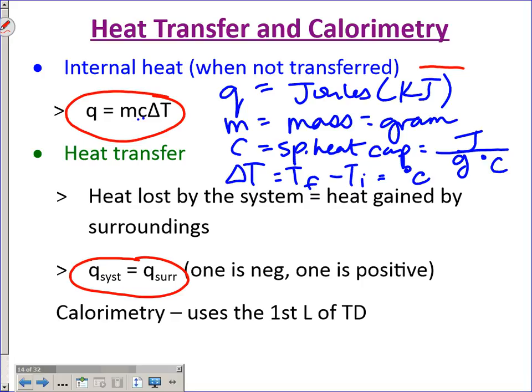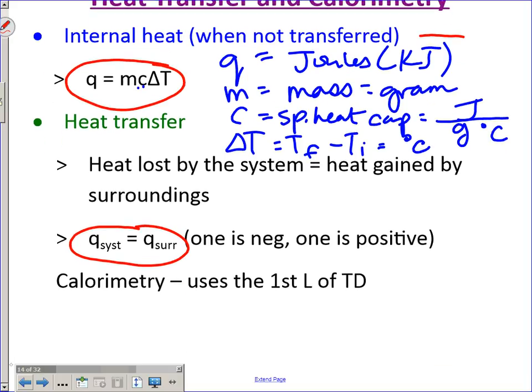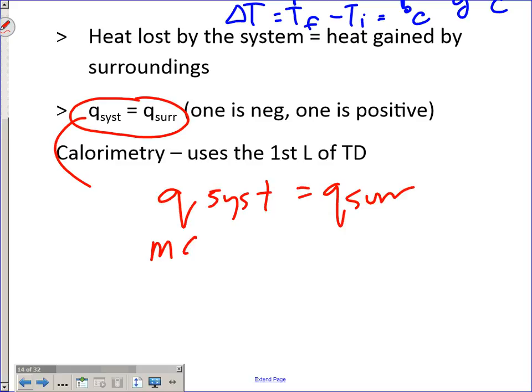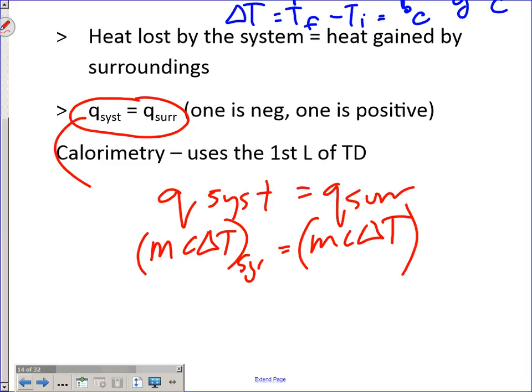But if Q equals mcΔT, then what we can say is Q system equals Q surroundings. So then that means mcΔT of the system equals mcΔT of the surroundings, right? So how many variables do we have here? Okay, we're going to have 6 variables in our system.